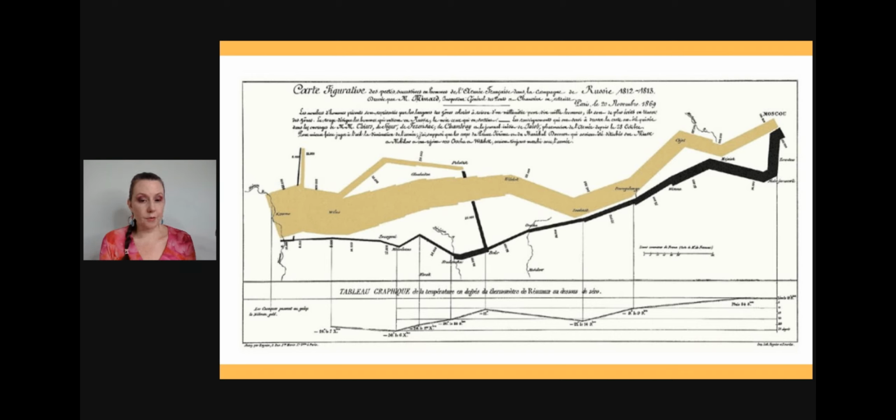Now, this infographic has so much information in it, not only in terms of the number of troops, but also the temperatures, because some of this was a winter campaign. At the very bottom of the graph, they're also showing what types of temperatures these troops were experiencing and the dates.